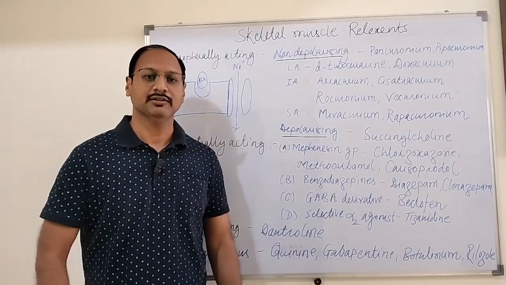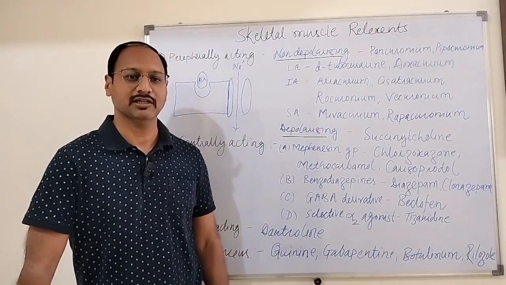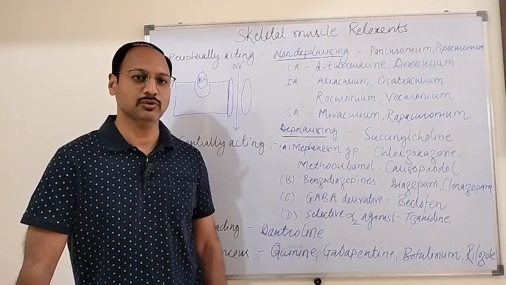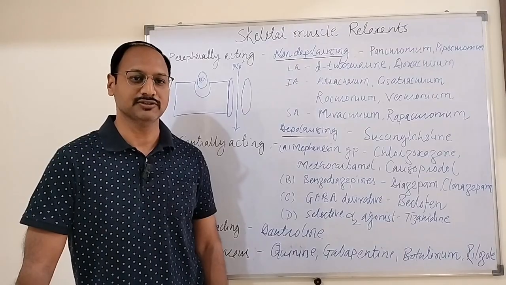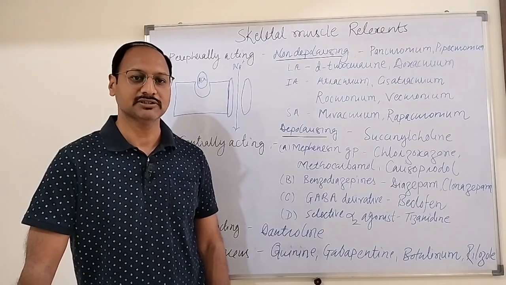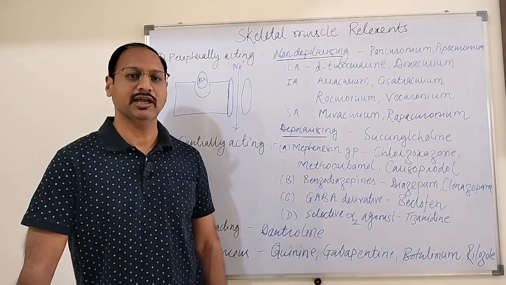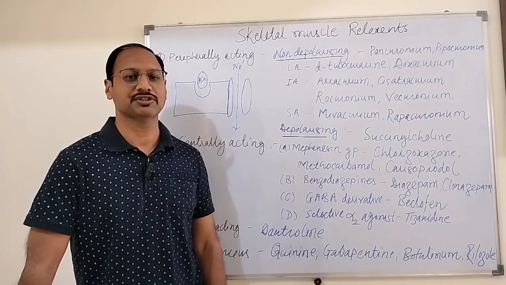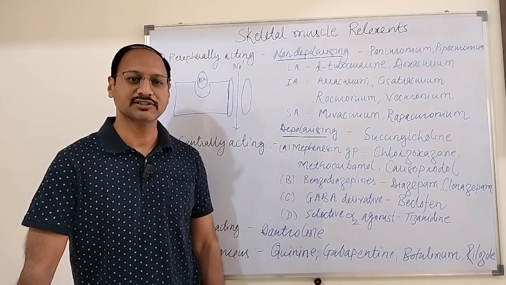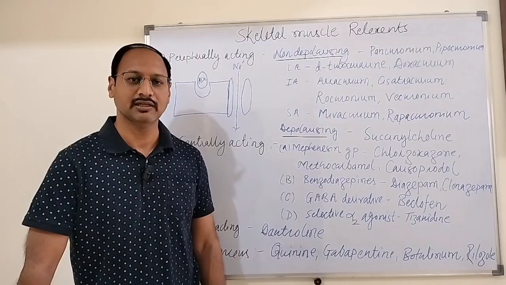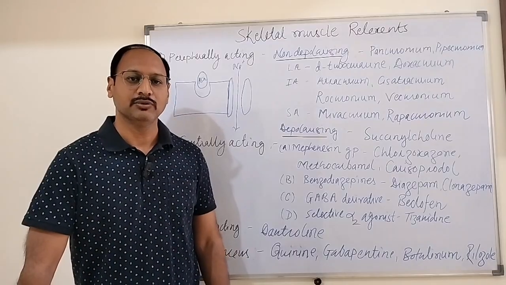So today we start skeletal muscle relaxants, also known as neuromuscular blocking agents. Skeletal muscle relaxants are used as an adjuvant with general anesthesia to obtain relaxation of skeletal muscle prior to the surgery.